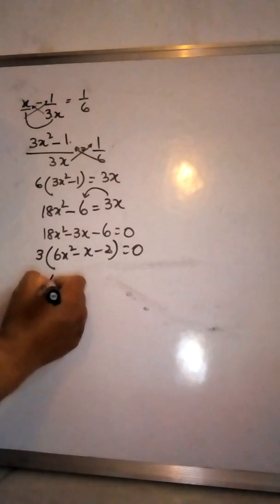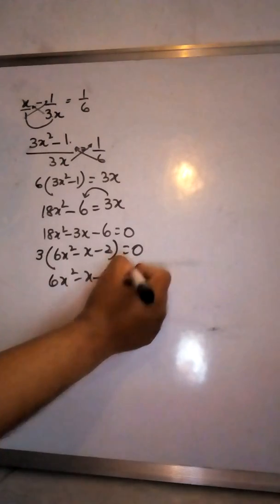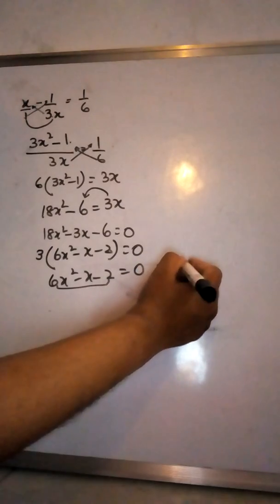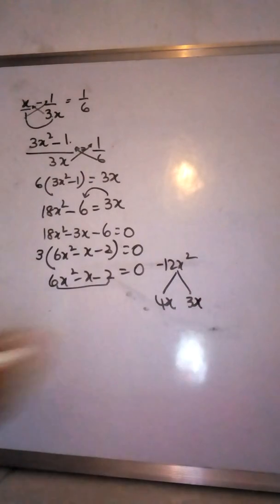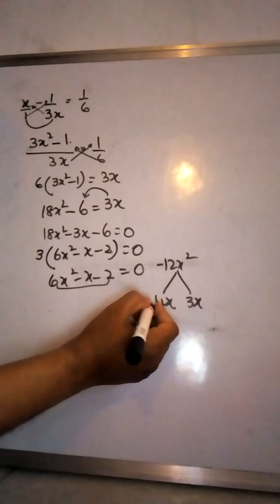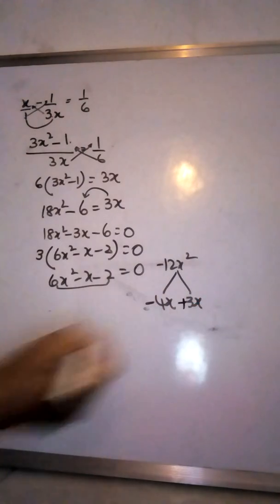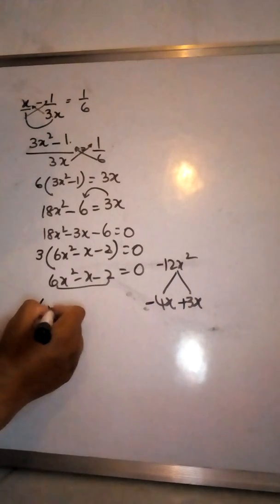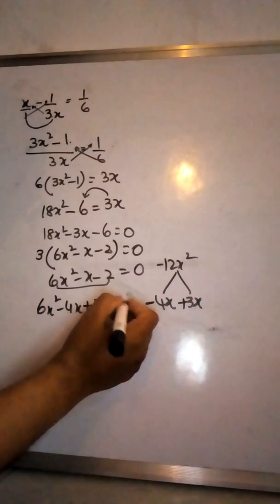So cross multiply, we will have 6x square minus x minus 2 is equals to 0 by 3 is 0. Now square term with constant term, it will be minus 12x square. So factors will be 4x into 3x. 4 minus 3 will give me the middle term. So the sign of 4 should be minus. Middle term sign should be given to the greater factor and small factor. Since we have to subtract, the small factor should be with plus sign. So this will be 6x square minus 4x plus 3x minus 2 is equals to 0.